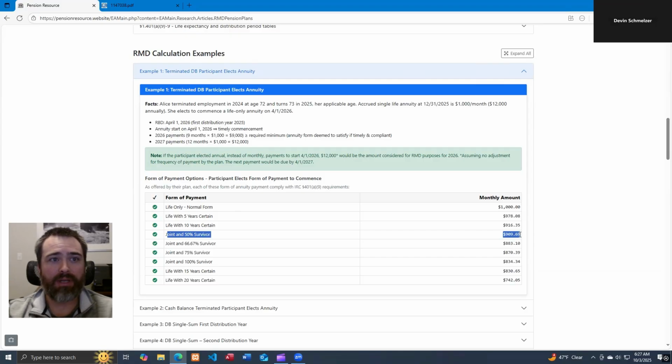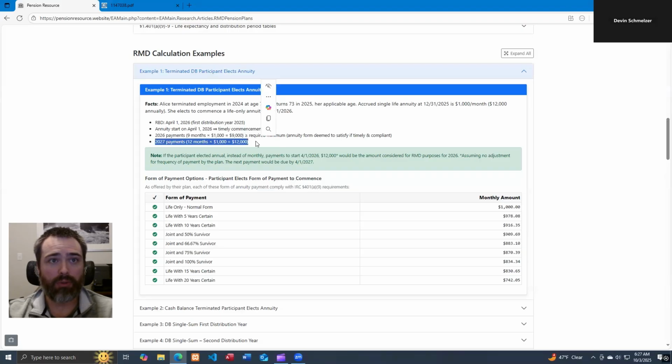This plan offers many available forms, and each one of these forms of payment complies with 401(a)(9). So any one of them can be selected and you start being paid their monthly benefit, and it will satisfy the required distributions of the plan. If the plan allows for different payment frequencies instead of monthly, for example annual, then the full 12 months of payments could be paid as of April 1st or starting earlier. But once these payments commence, they will continue for her life because she's a terminated, non-accruing participant.